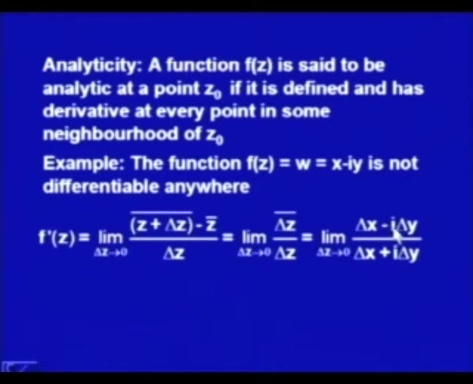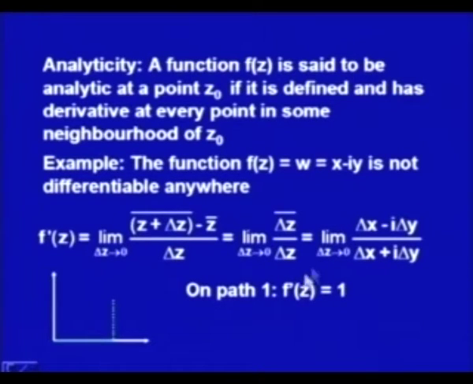So, it is delta x minus i times delta y divided by delta x plus i times delta y. To take this limit, what we do is, we are here, this is my point 0 and this is the point delta z. Now, I can approach this point in a number of ways. To get this limit, I will first take this path. On this path, first delta y drops to 0 and then delta x tends to 0.